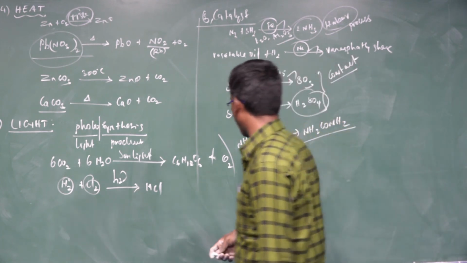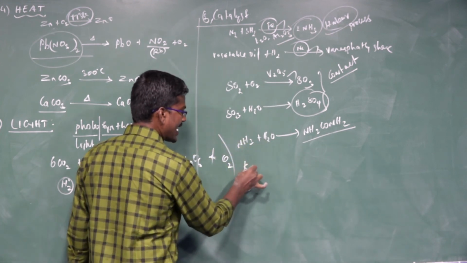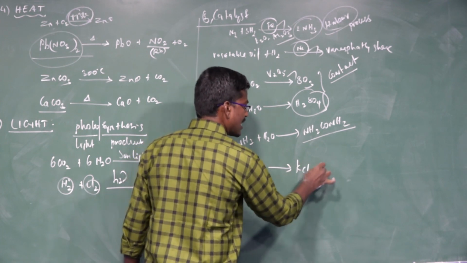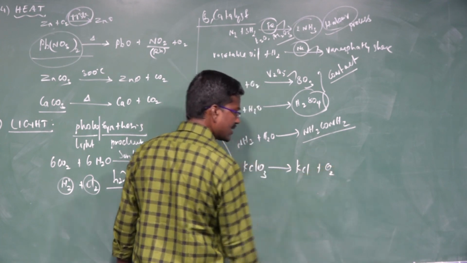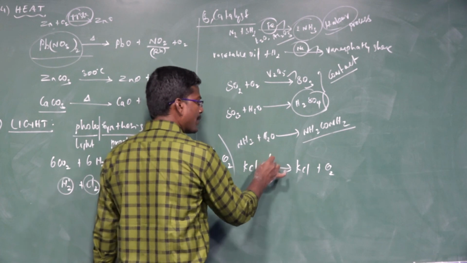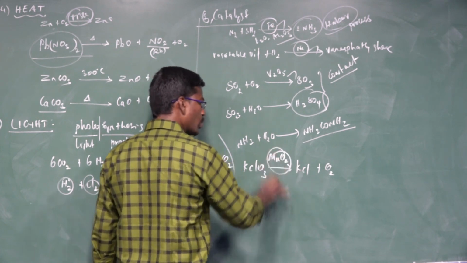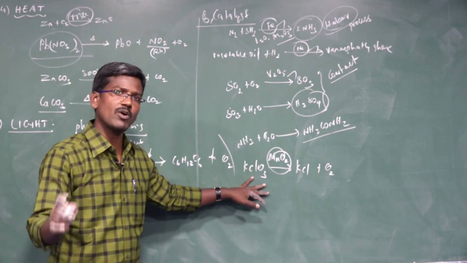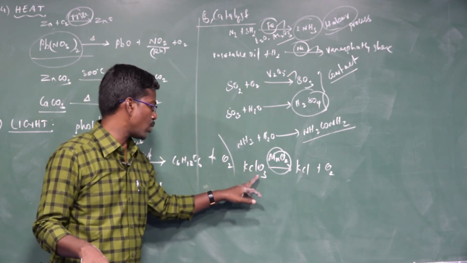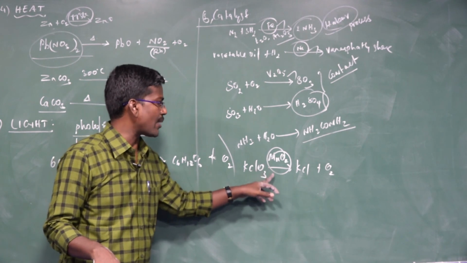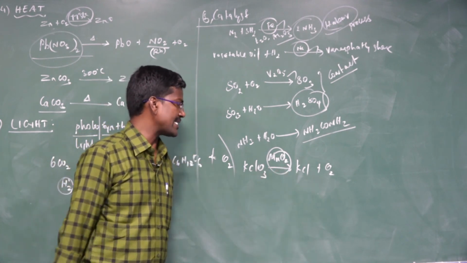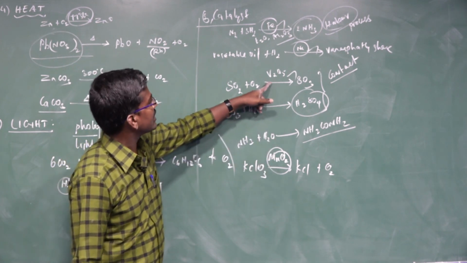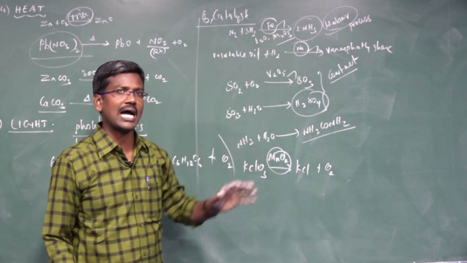Decomposition of potassium chlorate. Potassium chlorate, KClO3, decomposes to form potassium chloride, KCl, plus oxygen gas in the presence of manganese dioxide, MnO2. In this reaction, manganese dioxide acts as a catalyst. What is the formula of potassium chlorate? KClO3. So KClO3 decomposes to form potassium chloride and oxygen gas. Manganese dioxide, vanadium pentoxide, nickel, and iron metal act as catalysts.